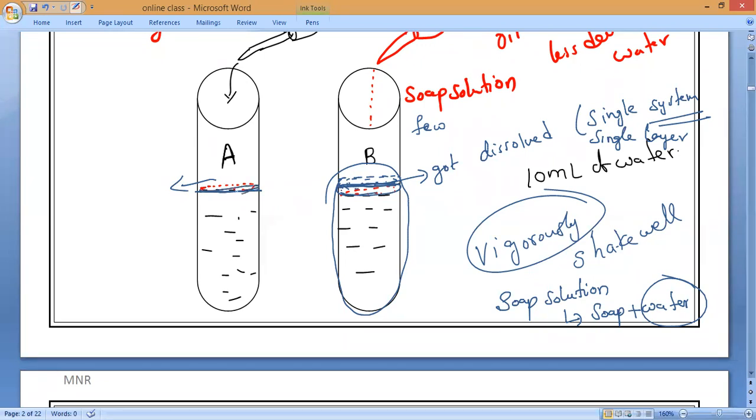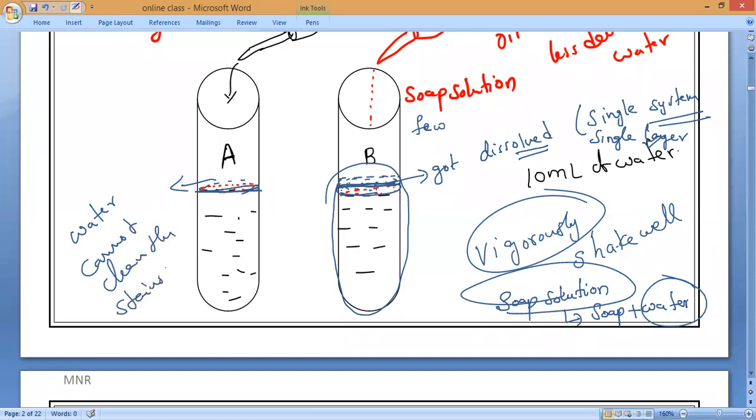We can say oil never dissolves in water, but if we make the same water a soap solution, then the oil gets dissolved and forms a single layer. That is why oil cannot be dissolved in water alone, and that is why water cannot clean the stains of oil. Oil basically means dirt, guys.